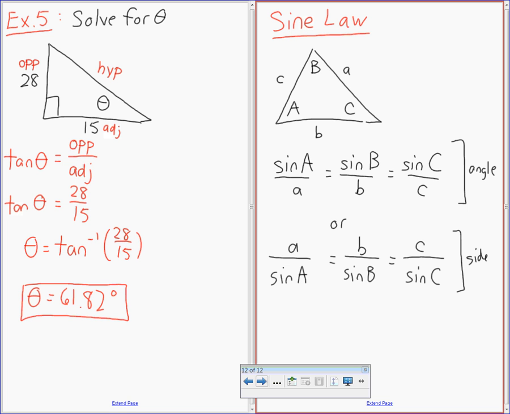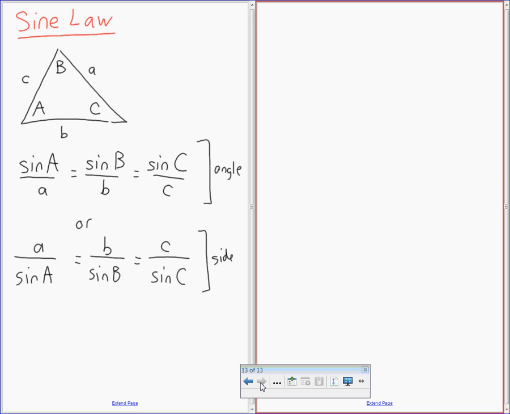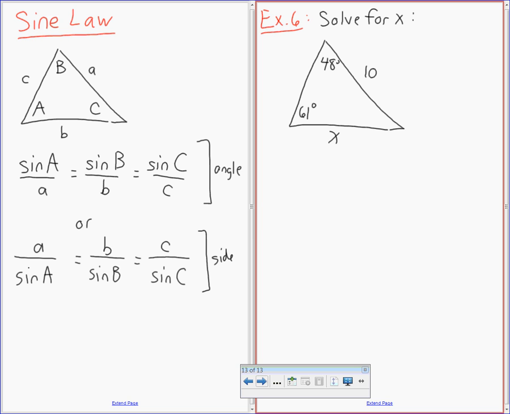Okay. Here we go, example 6, and this should hopefully be coming back to your memory. So example 6 is going to be solved for x. Okay, so I'm going to put a nice, beautiful question, sort of like, oh goodness, that's a heck of a triangle. Okay, so I have 48 degrees, 61 degrees, an x and a 10. Okay, so I'm going to start with my unknown. Okay, so I'm going to start with x.